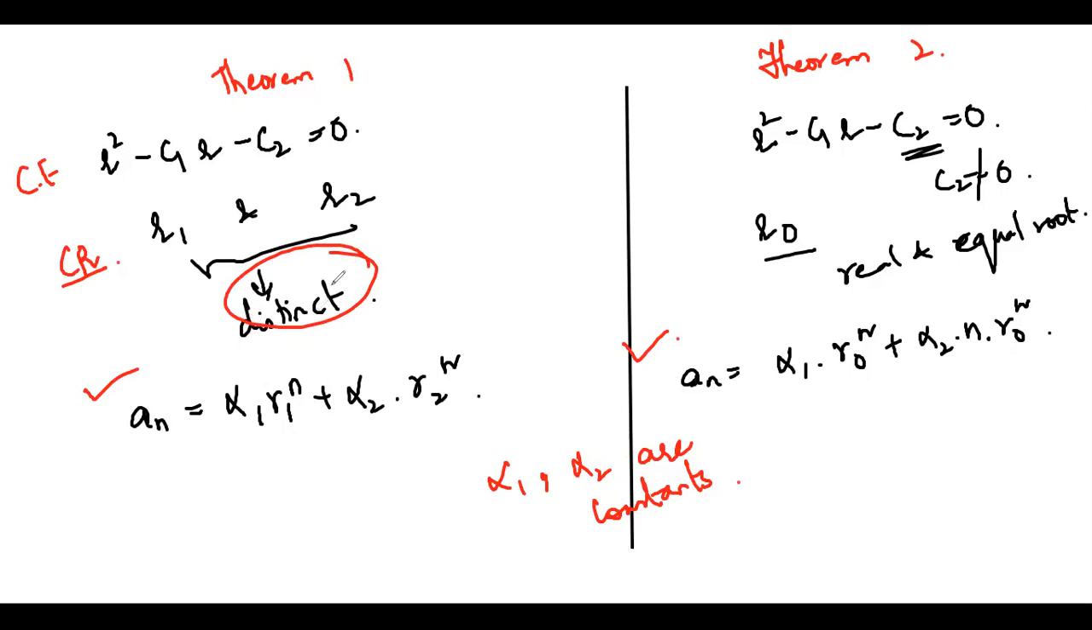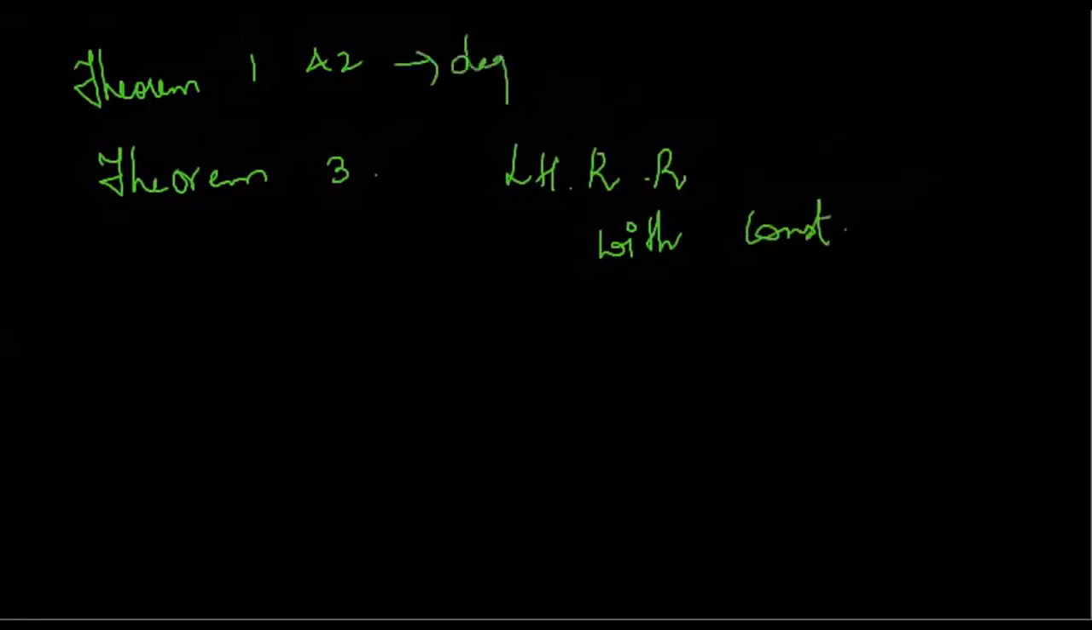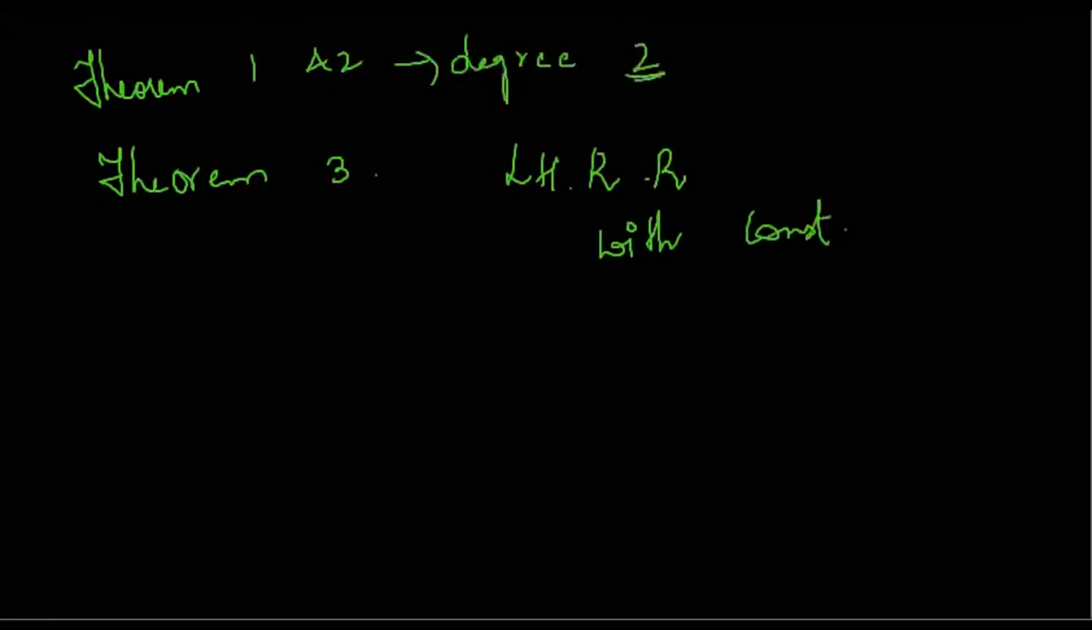In the next theorem or problem, we will see when we have more than two roots or multiple roots. What is theorem 3 for? Theorem 3 is for linear homogeneous recurrence relations with constant coefficients. We have seen theorems 1 and 2, where the degree was 2. So the degree was 2 in the case of theorems 1 and 2.